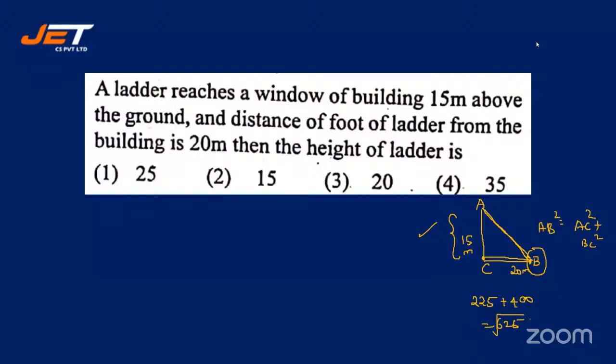Right. So now you have to find out the square root of 625. All right, that is how we are finding out the answer, which is 25. Okay, right.